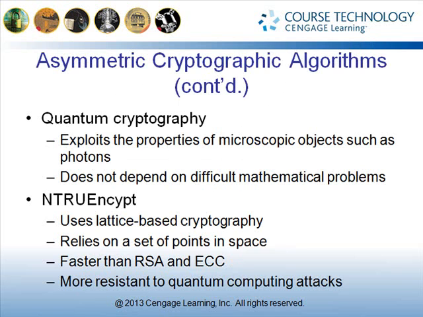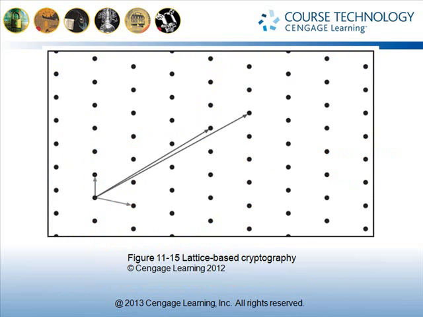There's also something called quantum cryptography. Quantum cryptography attempts to use the unusual and unique behavior of microscopic objects to enable users to securely develop and share keys. It doesn't depend on difficult mathematical problems. A relatively new asymmetric cryptographic algorithm is NTRUEncrypt. It uses what's called lattice-based cryptography. It's faster than RSA and ECC and may be more resistant to a certain type of computing attack. Here's an illustration of that lattice-based cryptography.